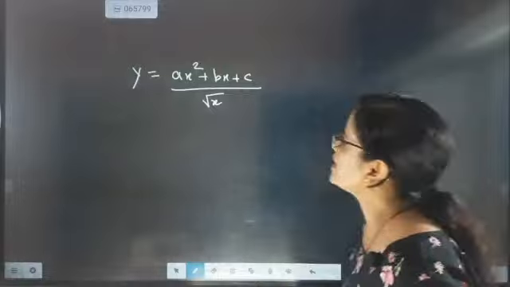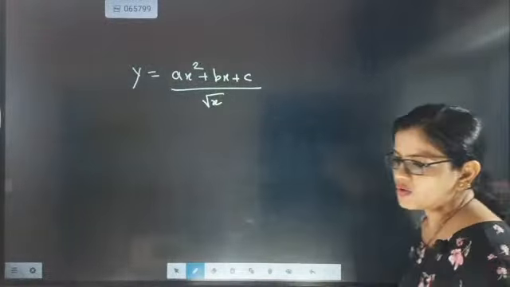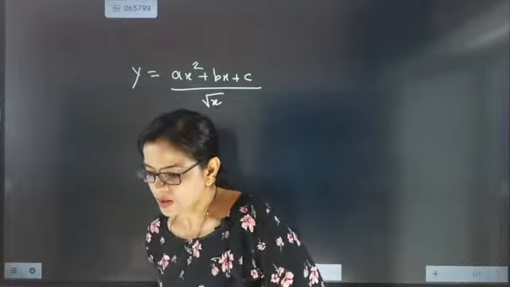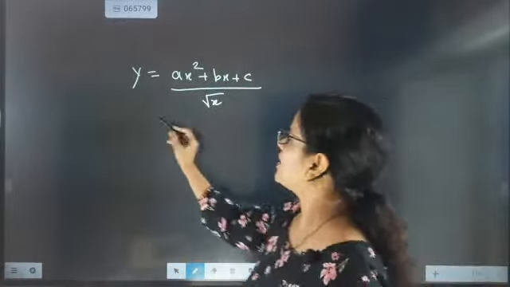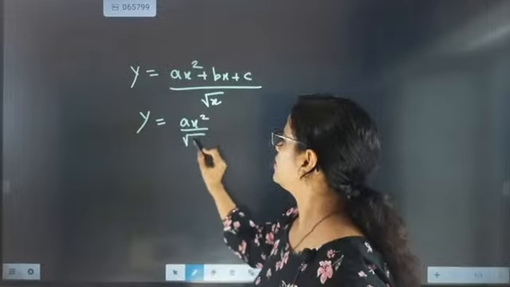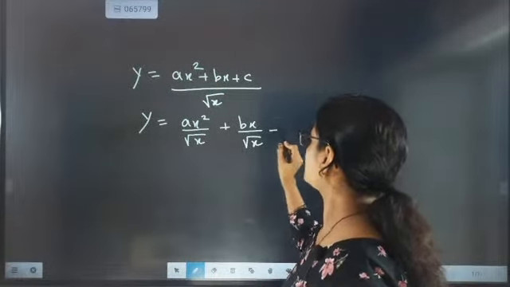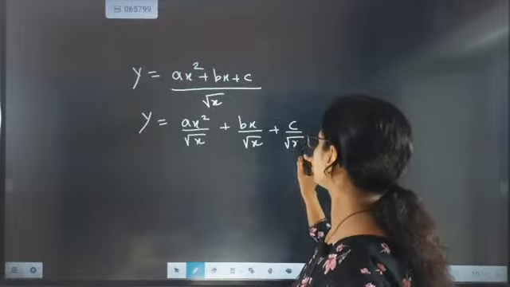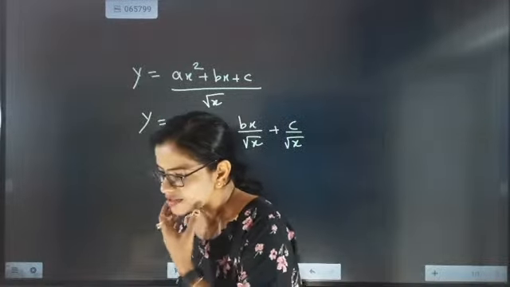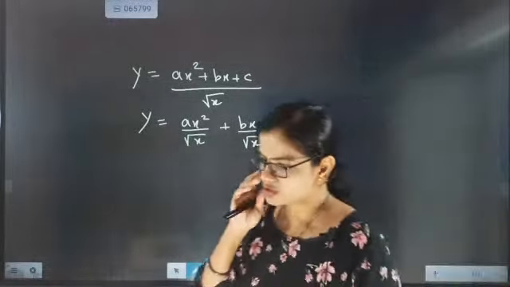We only have to do ax square plus bx plus c by root under x. So how to differentiate? Only one simple method we have to do, and that is y equal to ax square by root under x plus bx by root under x plus c by root under x. Kritika, good evening beta. So we can distribute like this also.